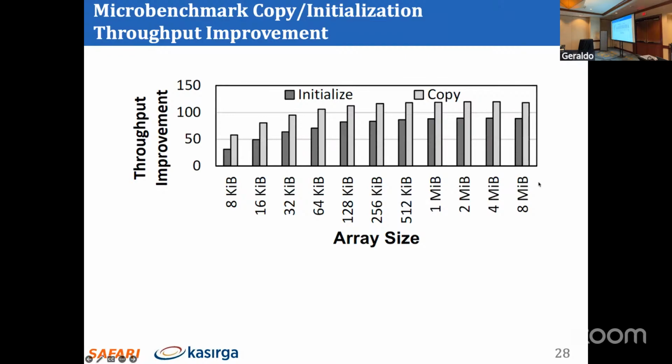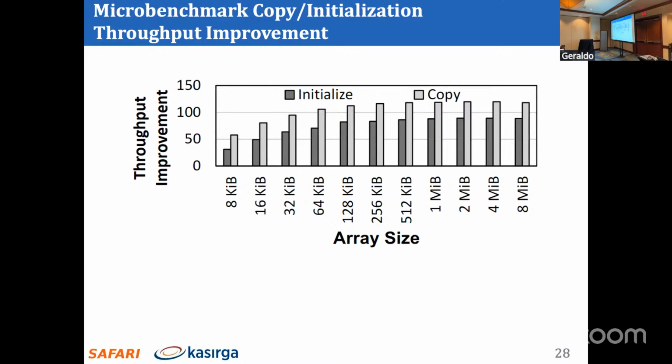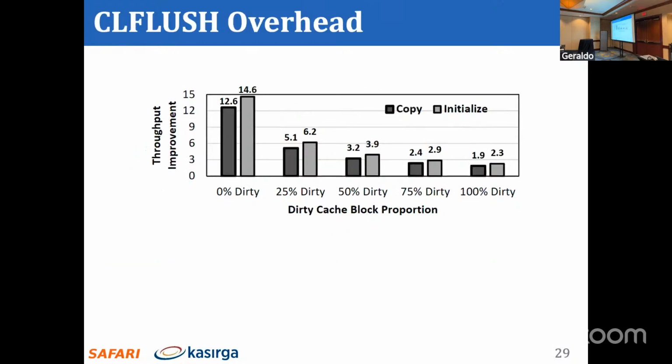So this shows you the throughput improvement we get for initialization and copy operations. This is RowClone copy over CPU copy and RowClone initialize over CPU initialize. Here we don't have any CL flush operations, so we assume that all data is up to date in DRAM, no cached copies. That gives us a relatively large throughput improvement, but part of this is because the Rocket core is already not very high performance.